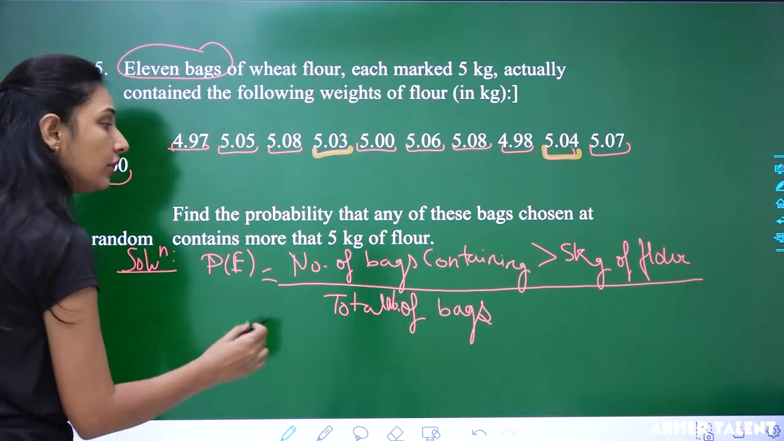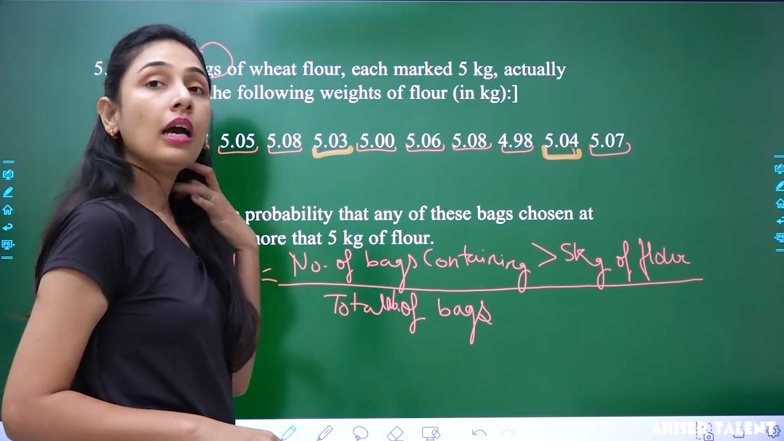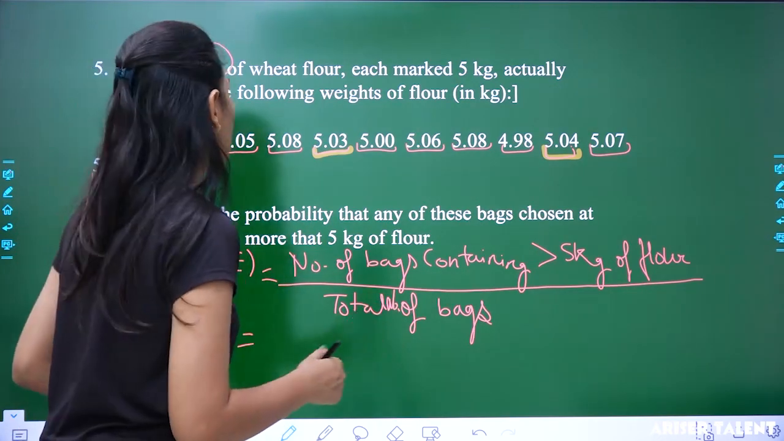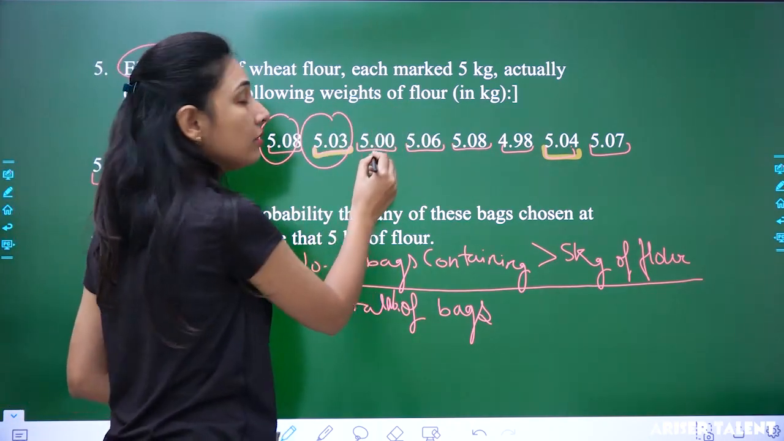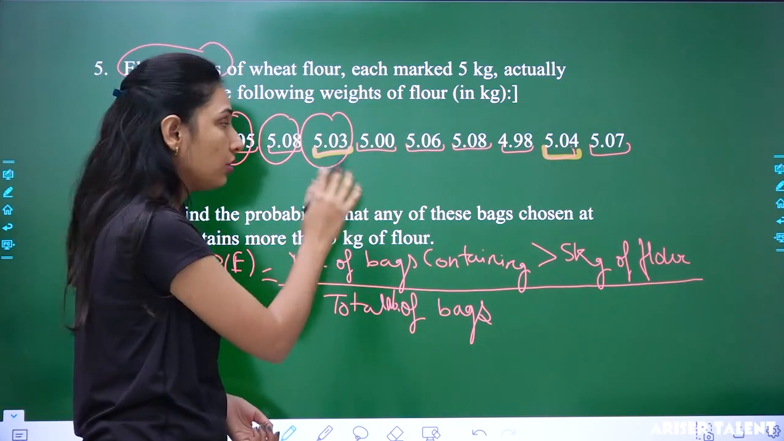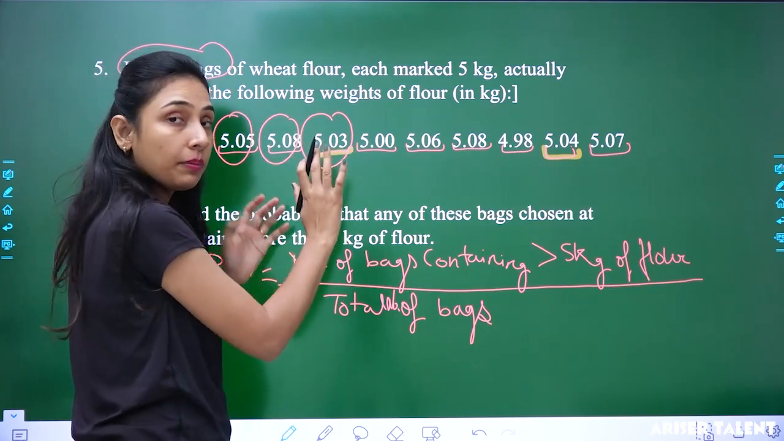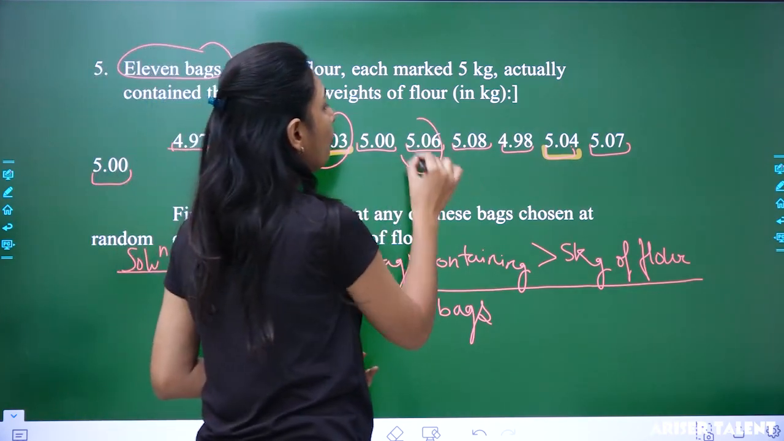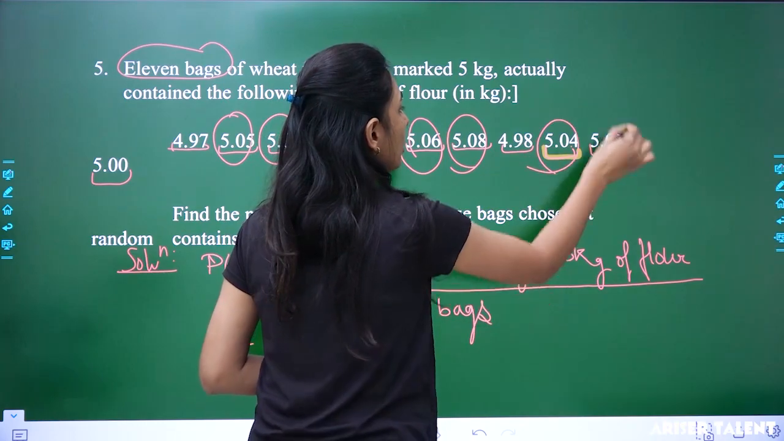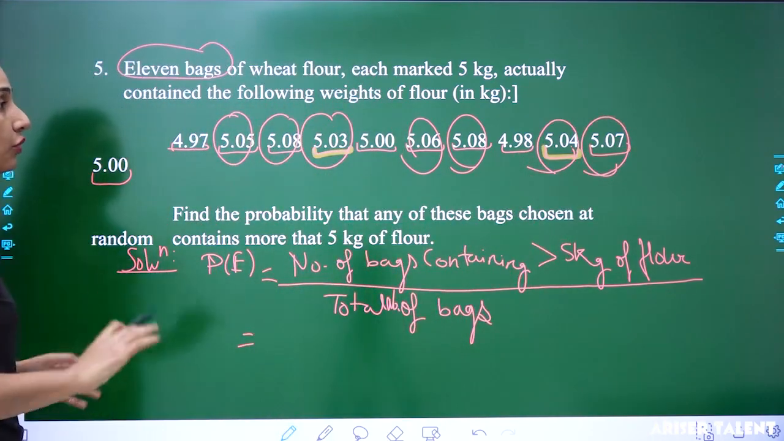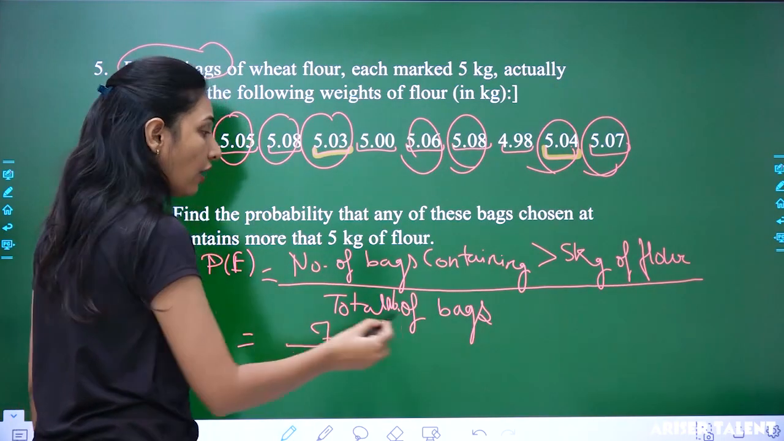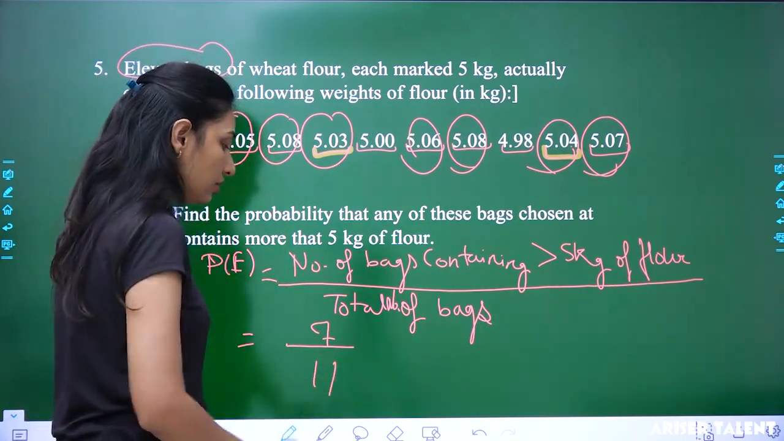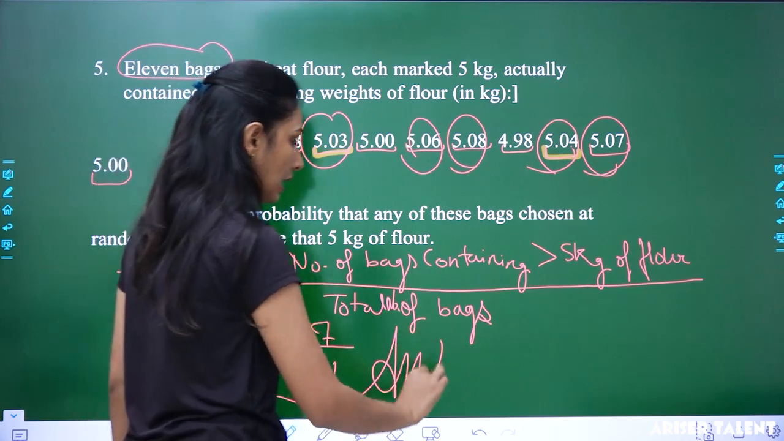If you go for the number of bags containing more than 5 kg of flour, that is going to be 1 here, 2, 3. Now this is not more than 5, this is 5 only, so we are leaving it apart. Then 1, 2, 3, 4, 5, 6 and 7, and again 5. So we have 7 bags here. So 7 out of how many bags? 11. So this is going to be your answer, students.